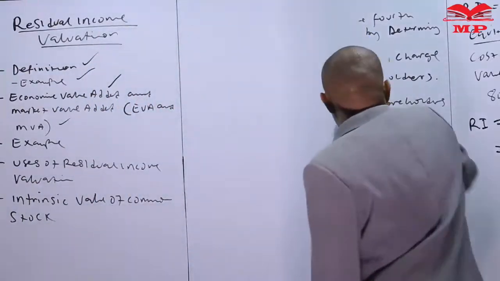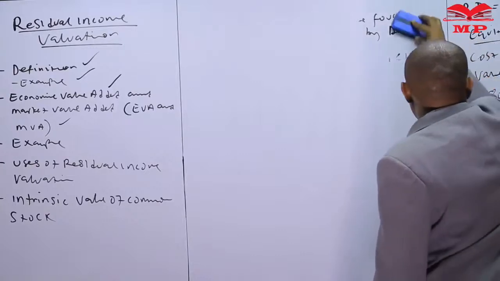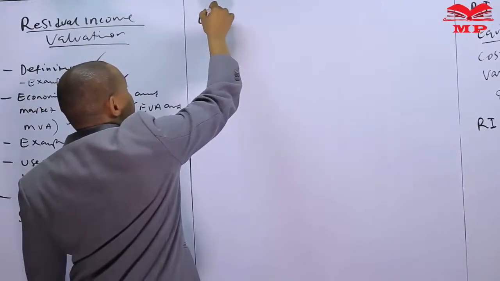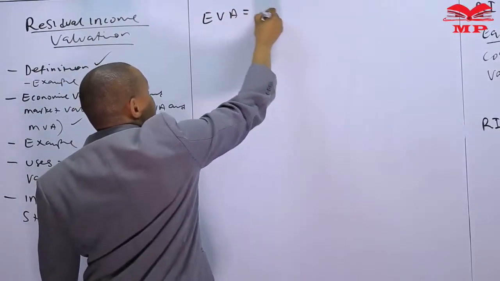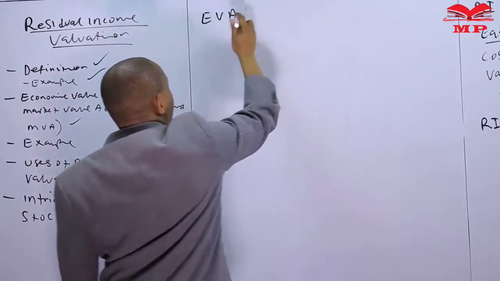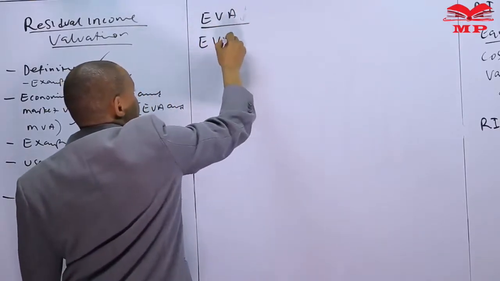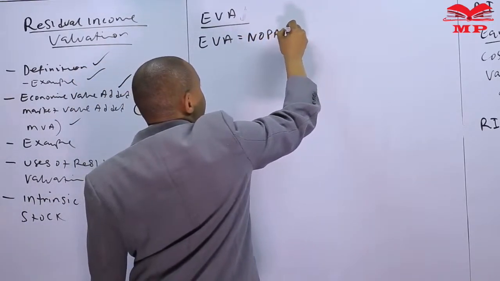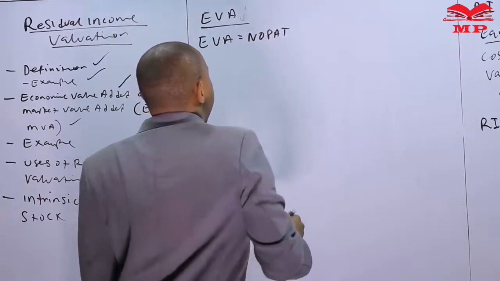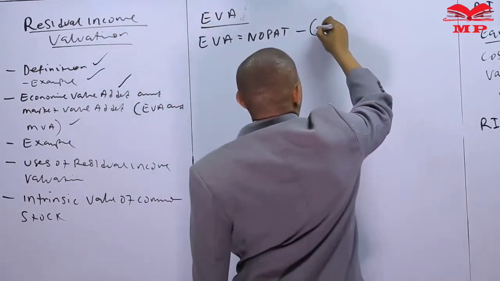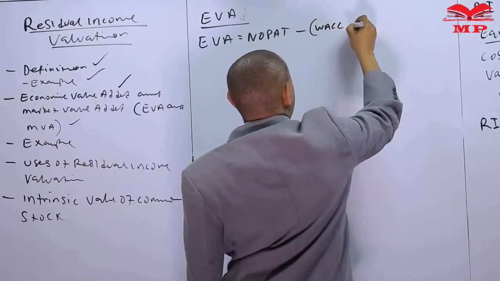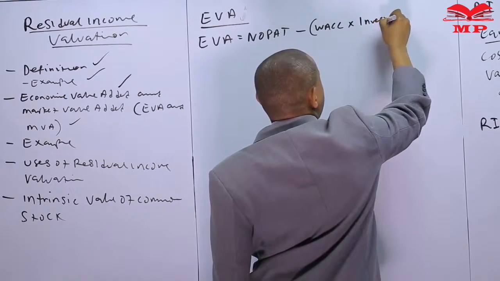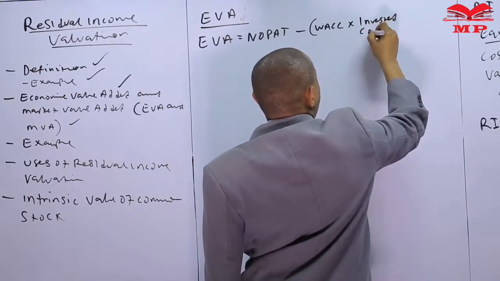Now, the economic value added, or EVA, is given as, let's first put it like that, net operating profit after tax, less the weighted average cost of capital multiplied by the invested capital.